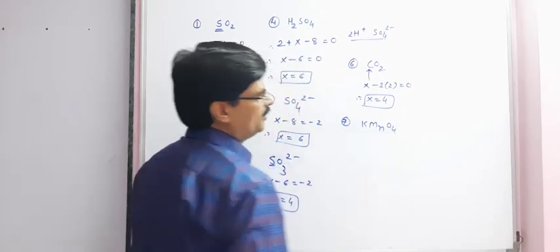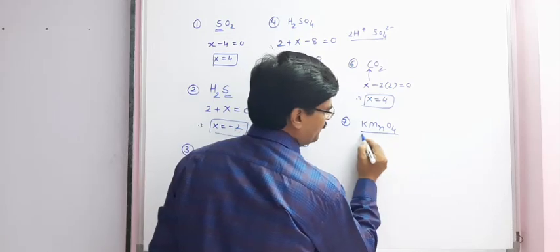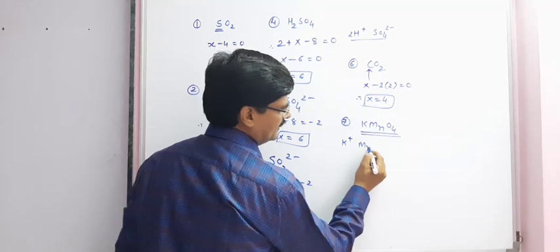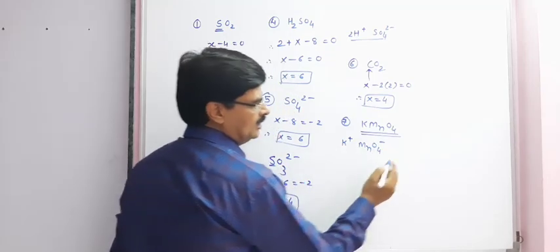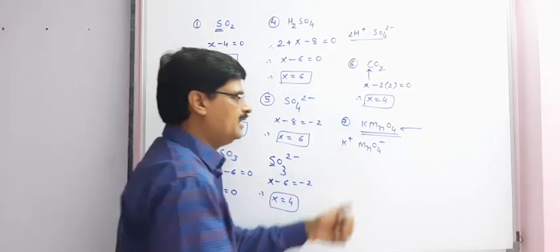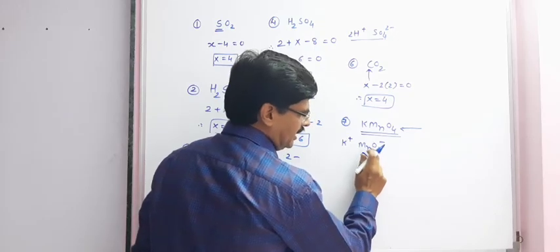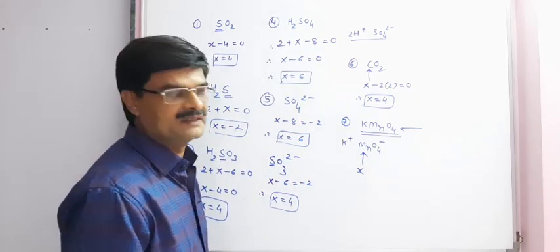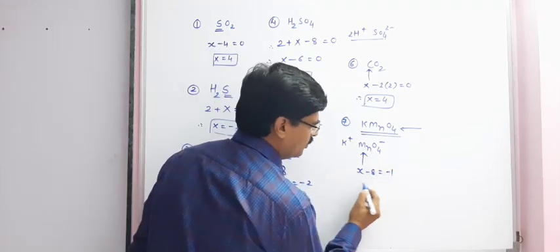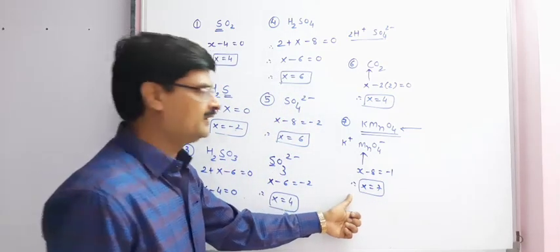In the same way, KMnO4, potassium permanganate. This can be found in two different ways: one is separating K+ and MnO4-, or directly taking KMnO4. The answer will remain the same. For MnO4-, say Mn is equal to X, and for each oxygen we have -2 oxidation state. So 4 times 2 is 8, X minus 8 is equal to -1. So X is equal to 7.